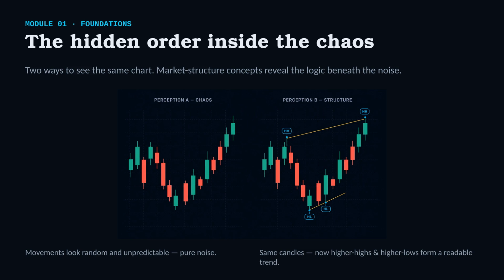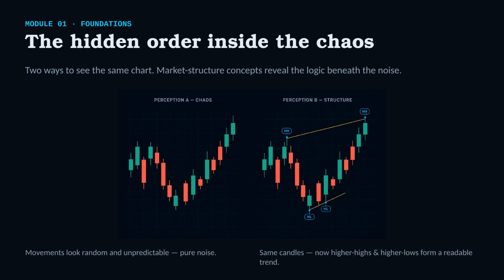Look at a price chart and you experience a strange double perception. On one hand, the movements look chaotic, unpredictable, noise. On the other hand, there is an undeniable sense of structure underneath. Repetition, rhythm, something ordered just below the surface. Both of these perceptions are correct, and market structure is the discipline of revealing the hidden order inside the apparent chaos.